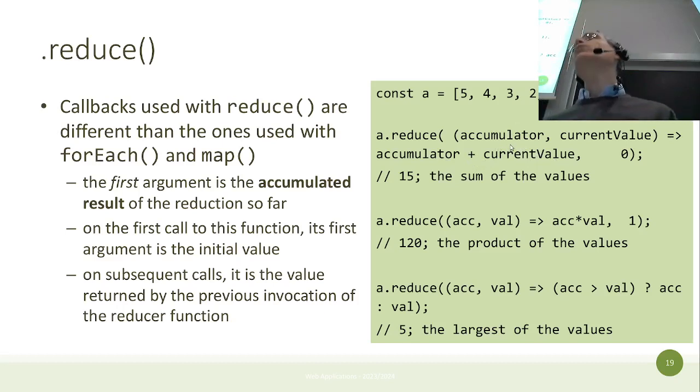Where is the accumulator stored? It's stored somewhere in the reduce function, okay? So it's not my problem, it's a reduce function problem. I don't have to define it. The function will define it for me and will pass it to me, to my callback, each time the callback is called. Okay? And I can do whatever I want with this accumulator value.